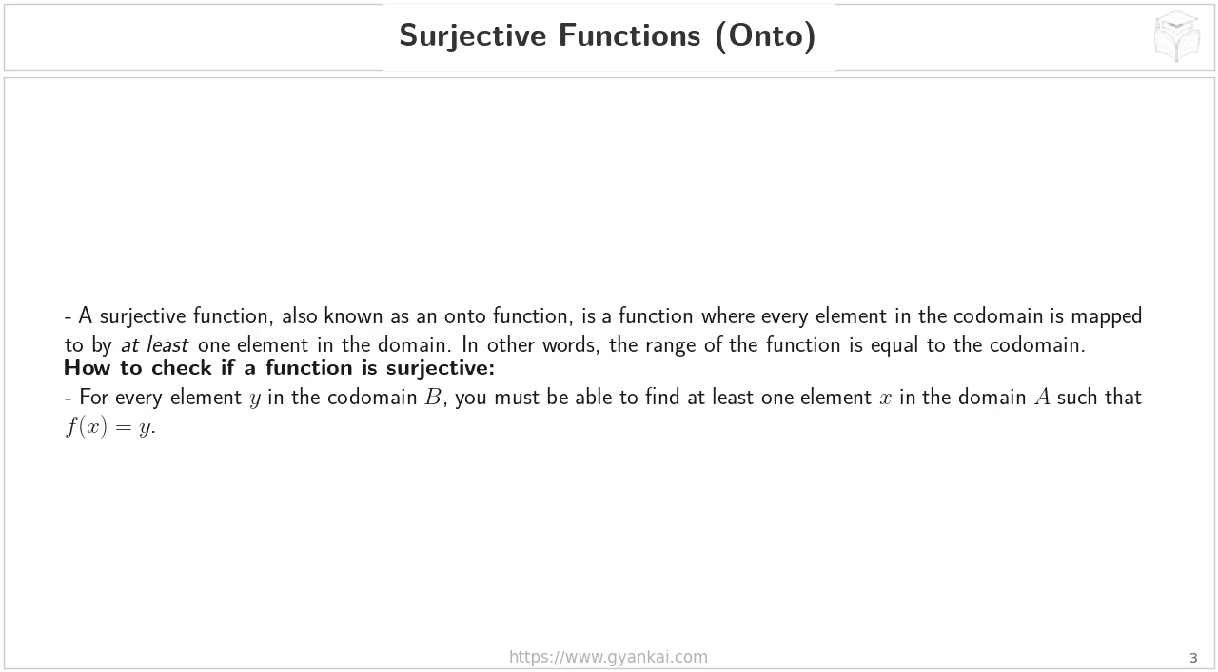Another way to put it is that the range of the function, that's all the actual outputs you get, is equal to the entire codomain. So how do we check if a function is surjective?